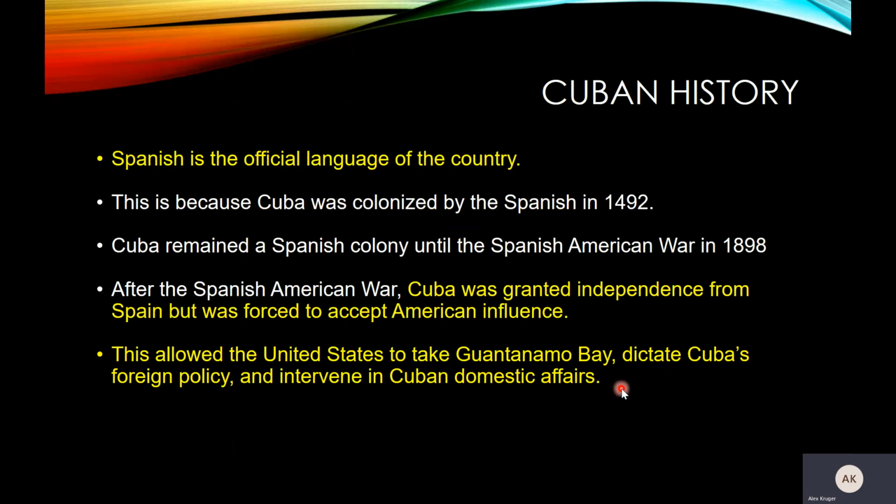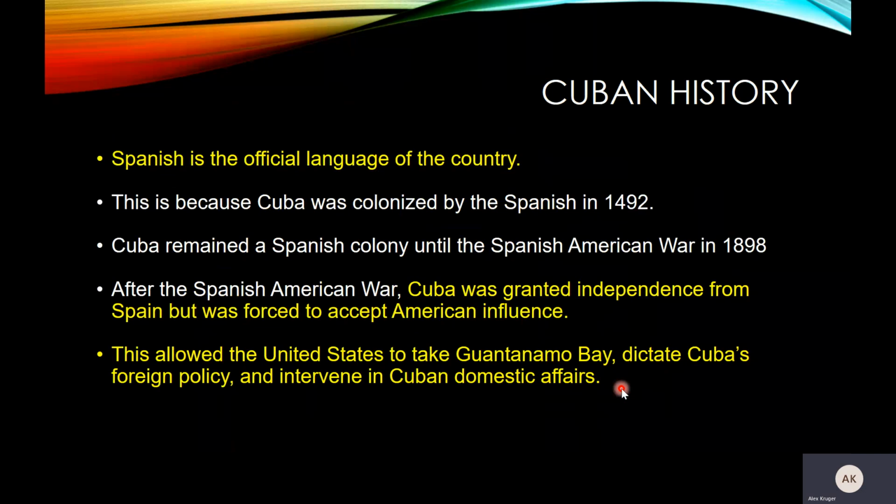After the Spanish-American War was fought, Cuba was granted independence from Spain, but was forced to accept American influence. So we kind of freed Cuba from Spain, but then just made them do what we say instead of allowing them to actually be free. We made them sign a constitution that supported the United States. It allowed the United States to take Guantanamo Bay, which we still own and operate today, and we lock a bunch of terrorists up there.